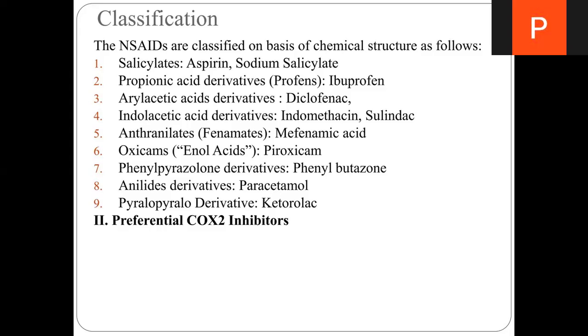Next, anthranilates, also called fenamates. Example is mefenamic acid. Next, the oxicams, enol acids. One example is piroxicam. Next, phenylpyrazolone derivatives. Example is phenylbutazone. Next, enolic derivatives. Example is paracetamol. Next one is pyrrolo derivatives. Example is ketorolac. In that classification, preferential COX-2 inhibitors are also there. Under COX-2 inhibitors, examples are celecoxib and rofecoxib.